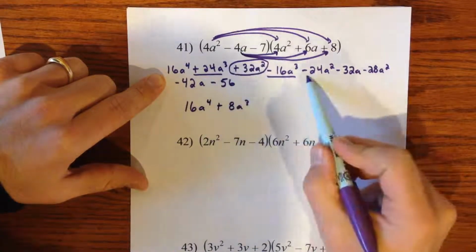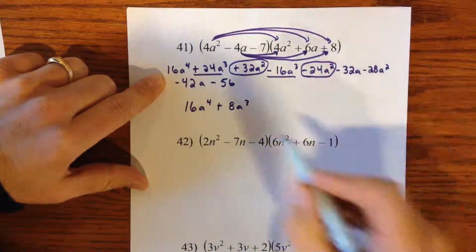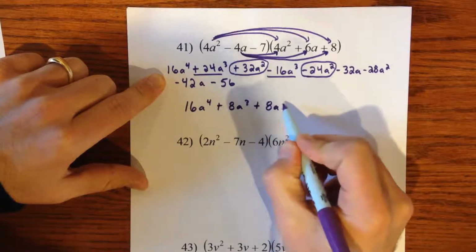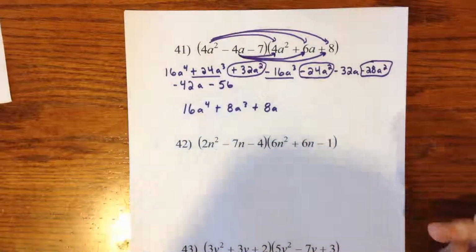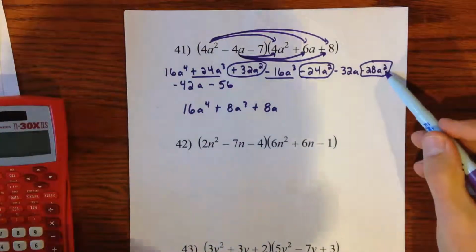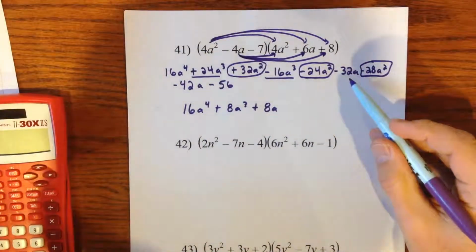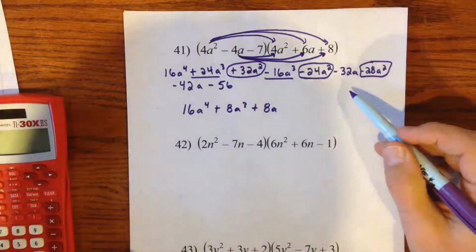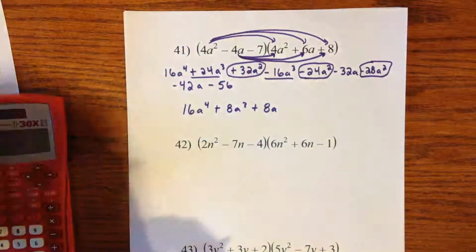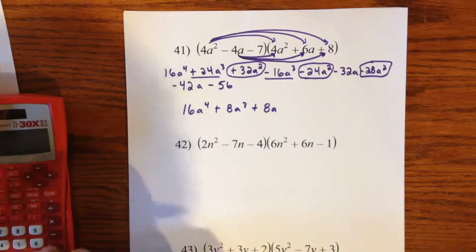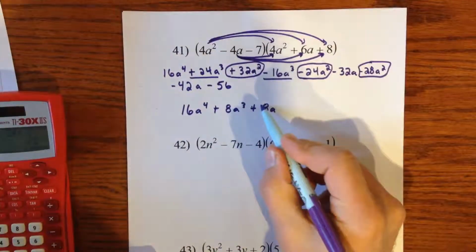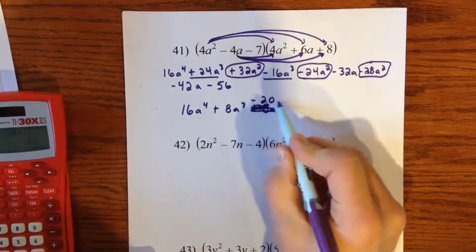How many squareds do we have? We have, it looks like positive 8a. Oops, forgot one, see? So we have a negative 28a squared. Alright, I just want to make sure I was right there. So negative 28 and negative 24 plus the 32 is going to be negative, so I just cross this out, negative 20a squared.